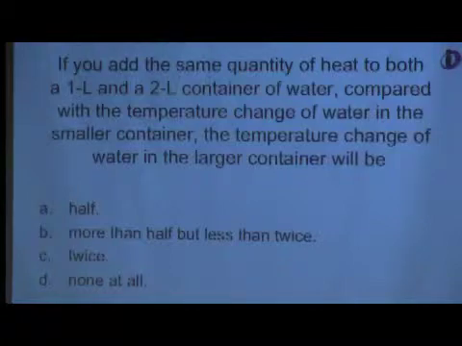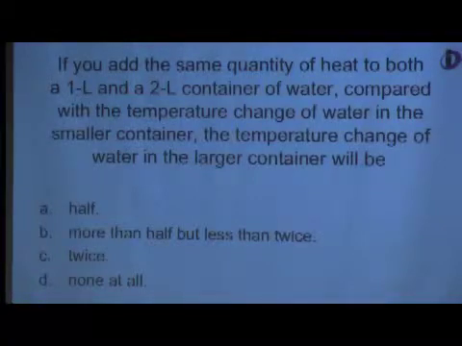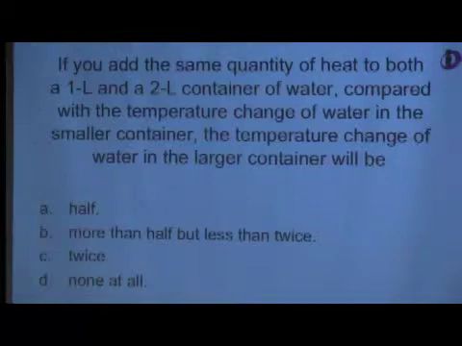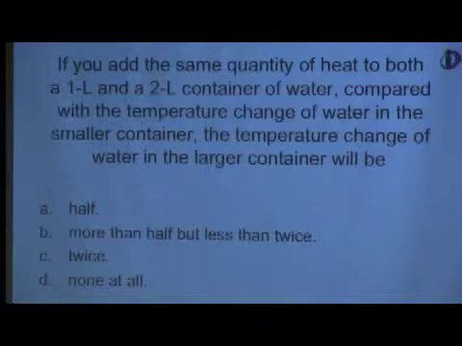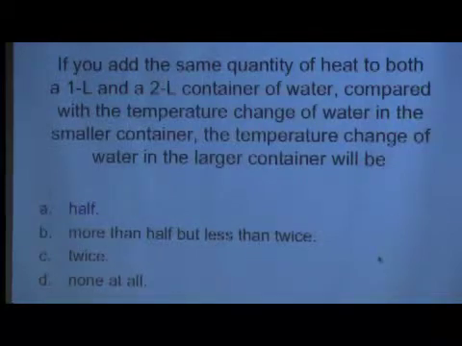So you can think of a big pot of water and a small pot of water on the stove. Whose temperature is going to change more? That idea. 80% A. Excellent, excellent. They're the same water, same material.